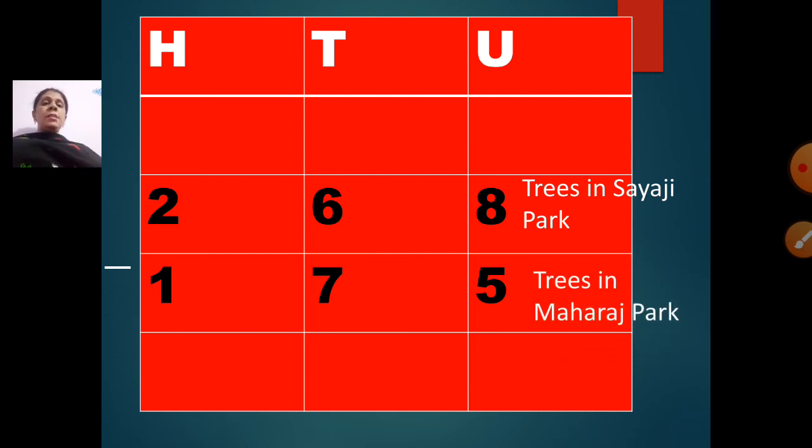Okay, my writing has come in the units box, but you don't have to write in that units box. Now teacher is not having place in this slide and it has to be understood by you where it has to be written. So I have written here in the units place. You can write it outside the box, okay? Don't write inside the box trees in Sayaji Park, trees in Maharaj Park. Here I am not having place, so I have written here inside the box, but you will be writing outside the box, okay? Outside the column you will write, okay?